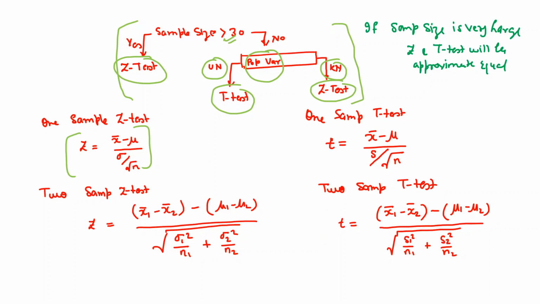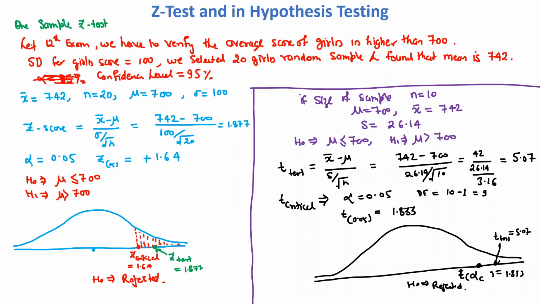So let's go back to our example. In a 12th exam, we have to verify whether the average score of the girls is higher than 700, and the standard deviation of the girls' score is 100. This is your population standard deviation. We randomly selected 20 girls, so n is equal to 20, and we found the mean is 740, the sample mean, and the confidence is 95%.